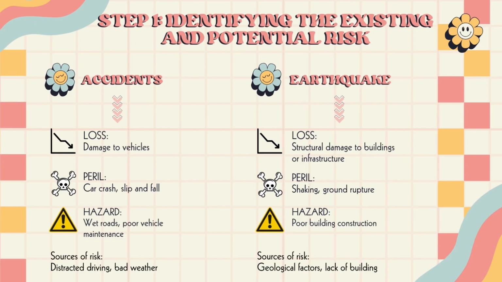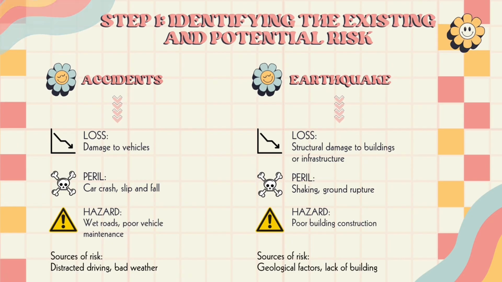For the loss, earthquakes can cause substantial structural damage to buildings and infrastructure. Peril. The primary dangers include shaking and ground ruptures. Hazard. A key factor that increases risk is poor building construction. Sources of risk from earthquakes are influenced by geological factors and a lack of proper building standards.